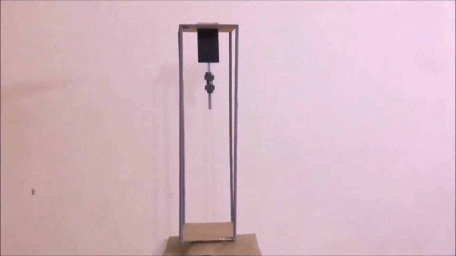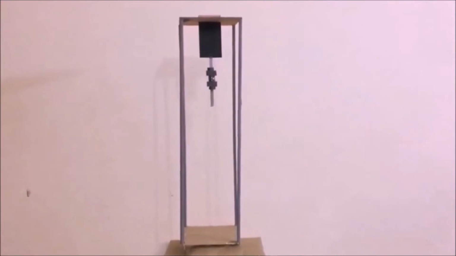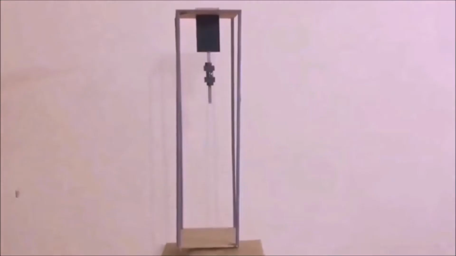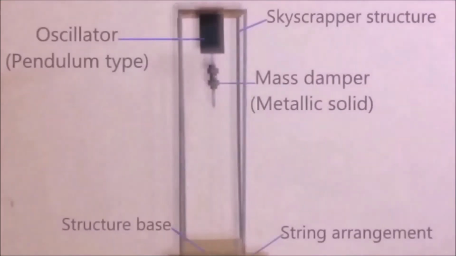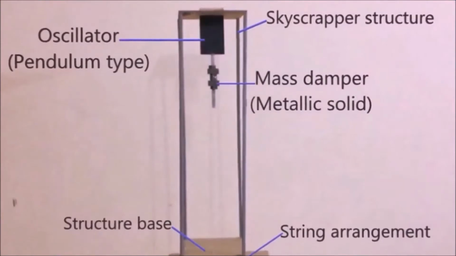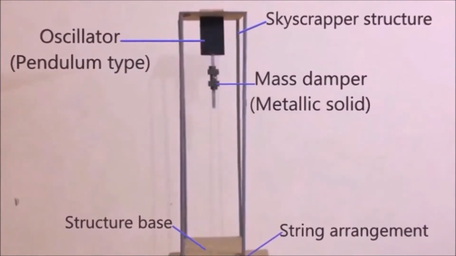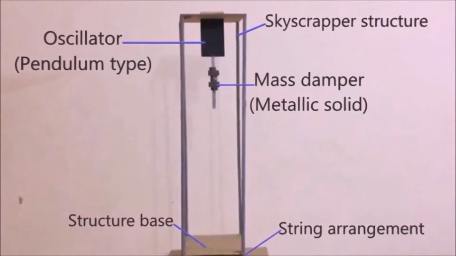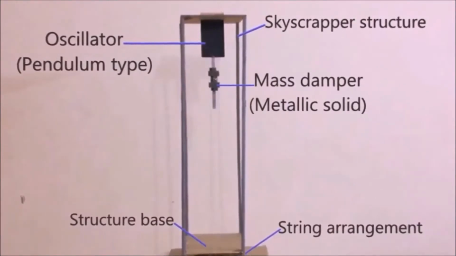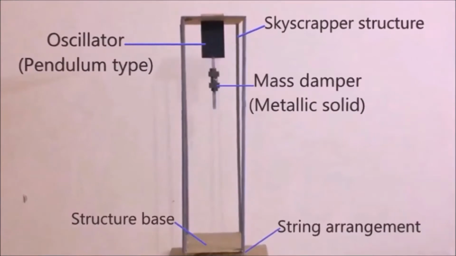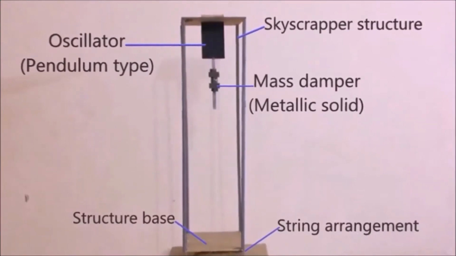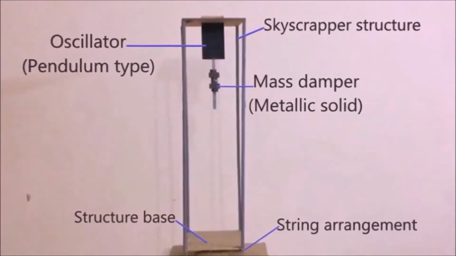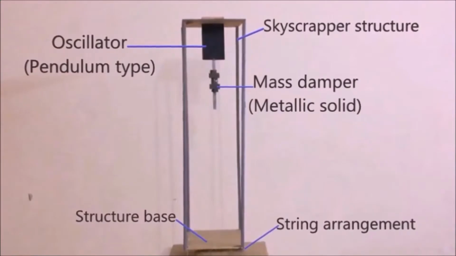So I have constructed a model of a pendulum style tuned mass damper in a skyscraper. I have a string arrangement at the base that continuously bumps the structure at its resonant frequency, just like an earthquake or strong wind. The model comprises a freely oscillating pendulum which is damped using a metallic solid mass, and the frame depicts the tower or the skyscraper structure.